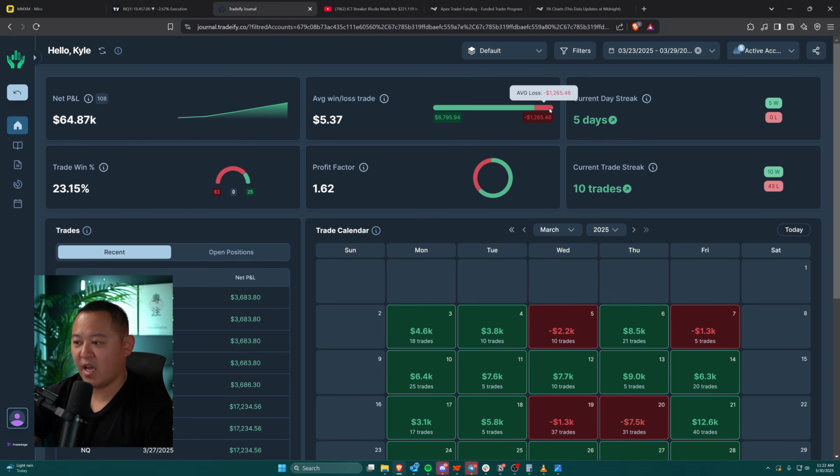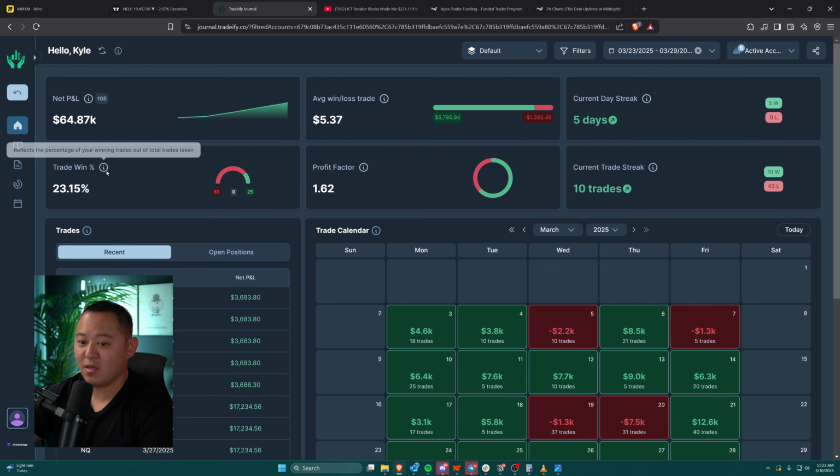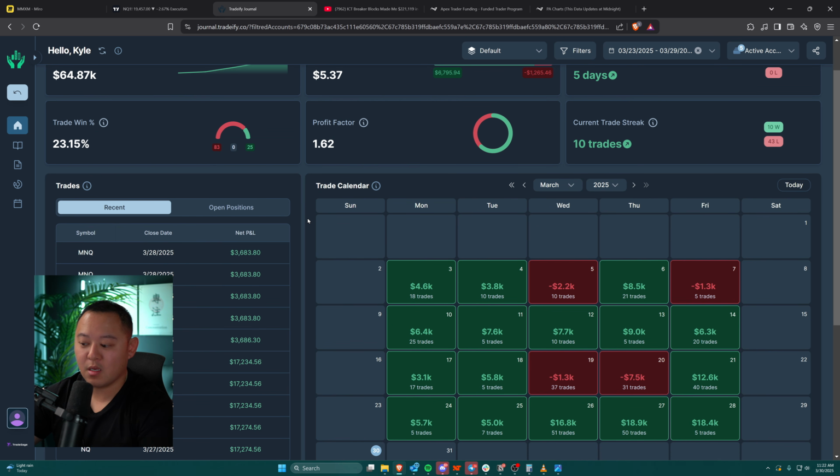You guys can see here that my average loss is $1,200. Okay, but my average win was $67.95. So my average win to my average loss is almost 5 times bigger. Now that allows me to have a lot of green days because my losses are being minimized. I'm not taking massive losses. And my trade win percentage is extremely low this week, but I still came away with 5 winning days.